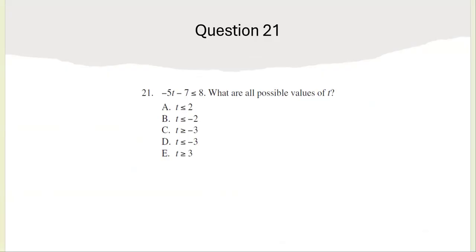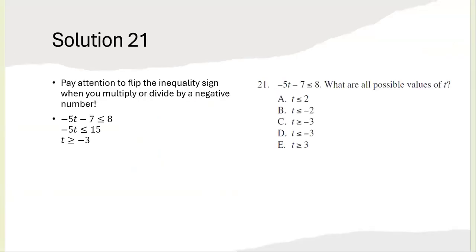We have an inequality now. It's asking what are all possible values of t? Don't forget when you multiply or divide by a negative number, you've got to flip the inequality sign. If we solve for t by adding 7 on both sides first, we get minus 5t less than or equal to 15. Then we're dividing by negative 5 on both sides. Since we're dividing by a negative number, we flip the inequality sign. So t is greater than or equal to negative 3.